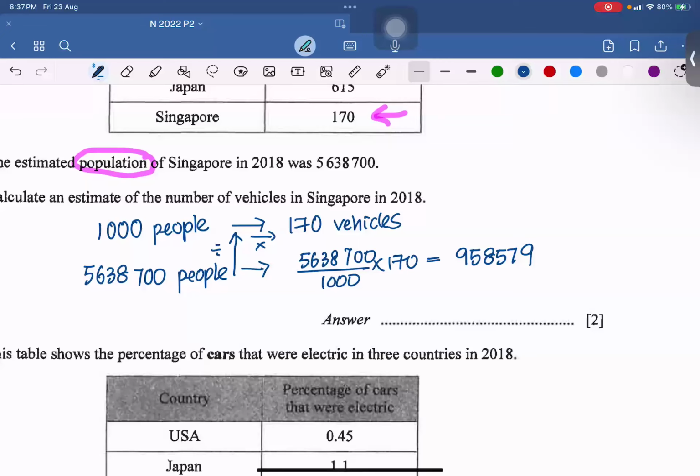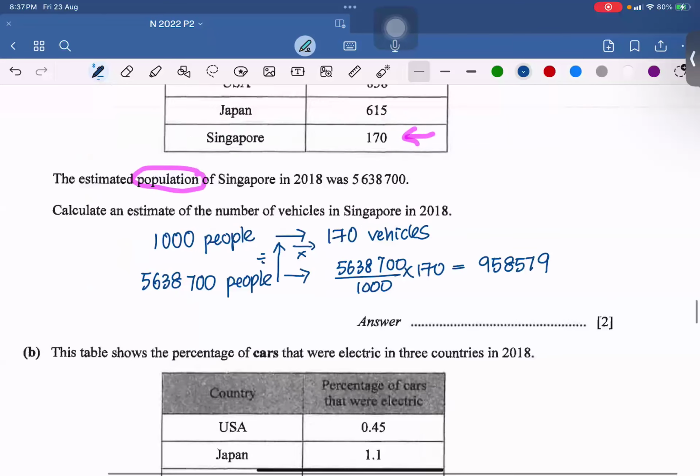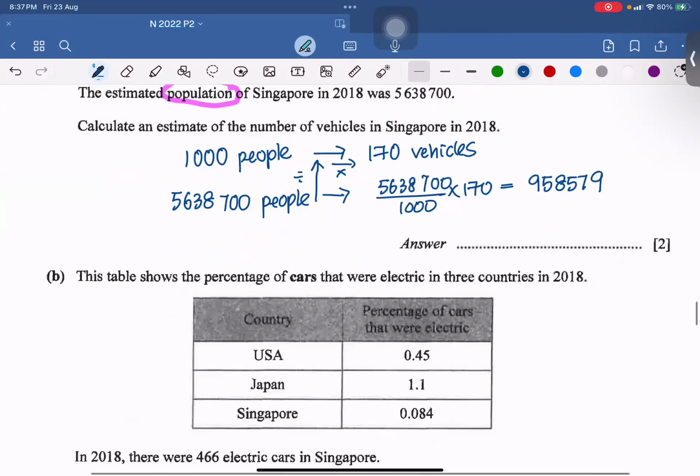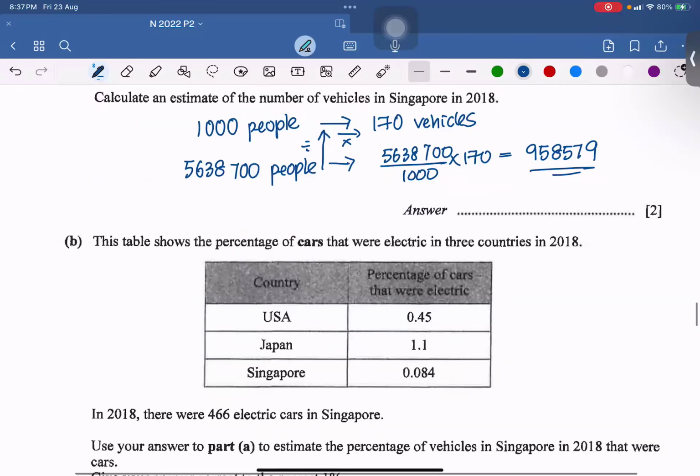Correct. Notice this one I'm not going to round off, because they only asked me to estimate the number of vehicles. This one is after calculation, there's no decimal or anything. So it's not rounded off. It's just an exact number. I'm going to use that answer.